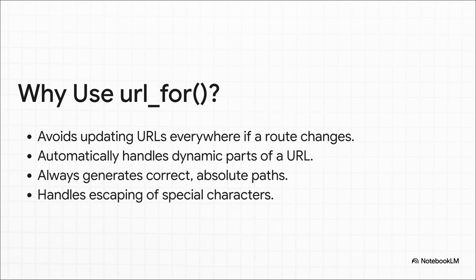So why is this such a big deal? Well, let's say you have a link to /login scattered across 10 different templates in your app. And then one day you decide, you know what, I want to change that to /signin. Now you've got to go on a scavenger hunt and find and replace every single one of those links. Talk about a recipe for disaster. But if you used url_for, you'd just change the one @app.route decorator and boom, all your links would update automatically.